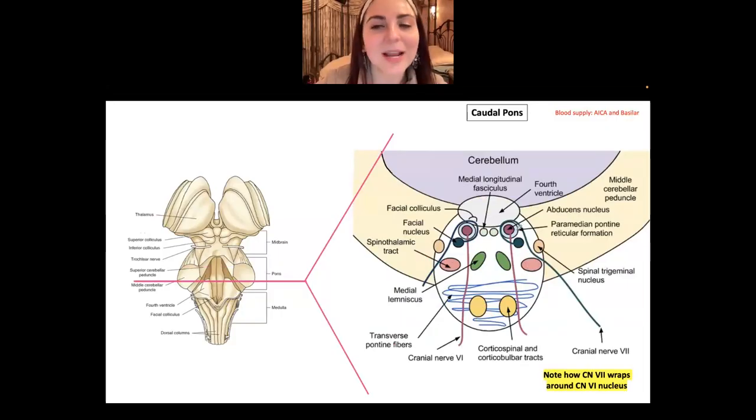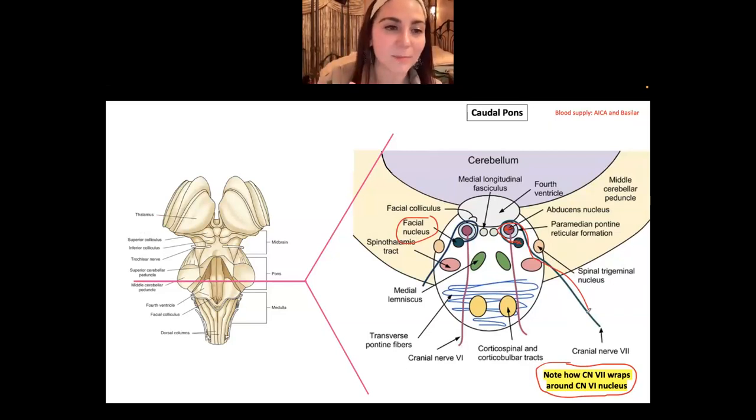A little bit lower down, here's 6 and 7. Here's where 6 and 7 come in. And if I were to pick a cross section for someone to know, I would pick the caudal pons, because of this weird thing that 7 does with 6. So here's your abducens nucleus, your cranial nerve 6 nucleus. Here's your facial nucleus, the cranial nerve 7 nucleus, in blue. Notice how before cranial nerve 7 leaves, it wraps around cranial nerve 6. It's really weird. So 6 and 7 wrap around.